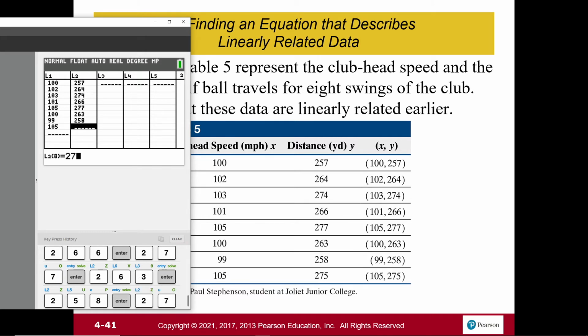Now it's just a matter of checking, making sure I didn't make any mistakes. Usually if you make a mistake, it's going to come during the data entry part, so always be very careful with the data entry part. Then we got 257, 264, 277. Just cross-checking everything. It looks good. Everything is matched up. So we've entered the data in.